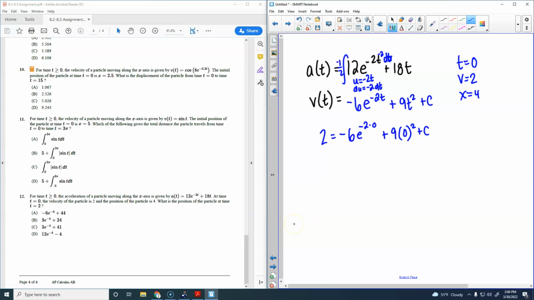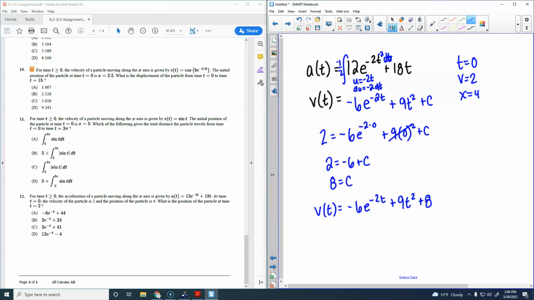Be really careful here because I may have heard Addison say c is 2. When you're plugging in those zeros, you make the assumption everything goes away. This goes away, but e to the 0 is 1. So you're going to have 2 equals negative 6 plus c, so you get 8 for the c. If you didn't get the correct c here, it's going to mess up your answer at the end. So we got negative 6e to the negative 2t plus 9t squared plus 8.